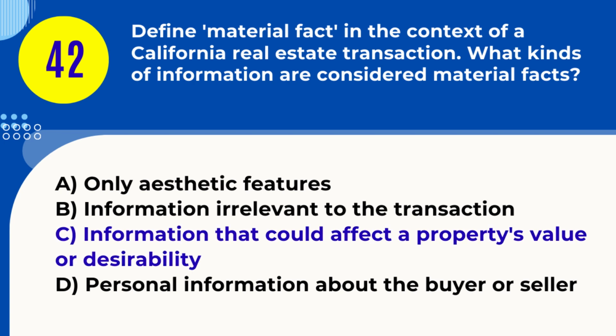Answer. C. Information that could affect a property's value or desirability. Explanation. A material fact in a California real estate transaction is any information that could reasonably affect the property's value or a buyer's decision to purchase it. This includes structural issues, legal problems, or neighborhood changes.